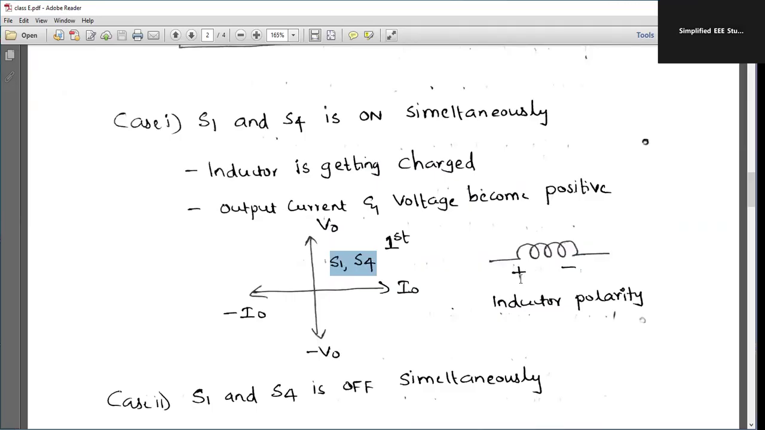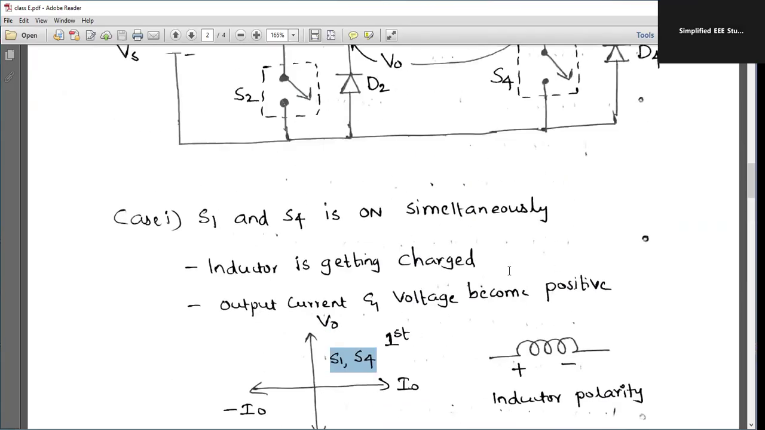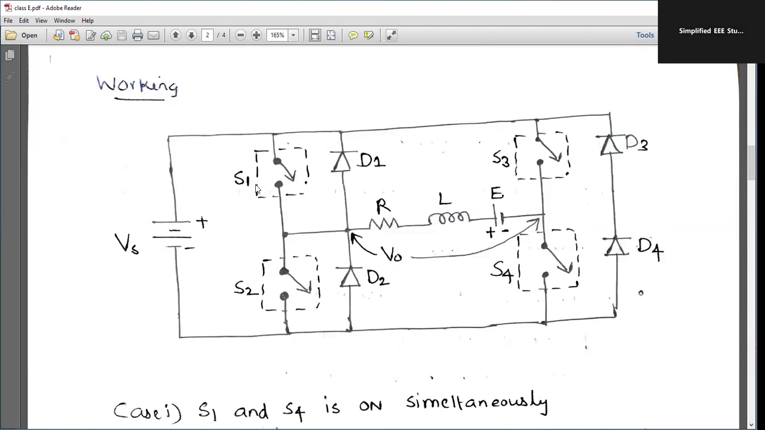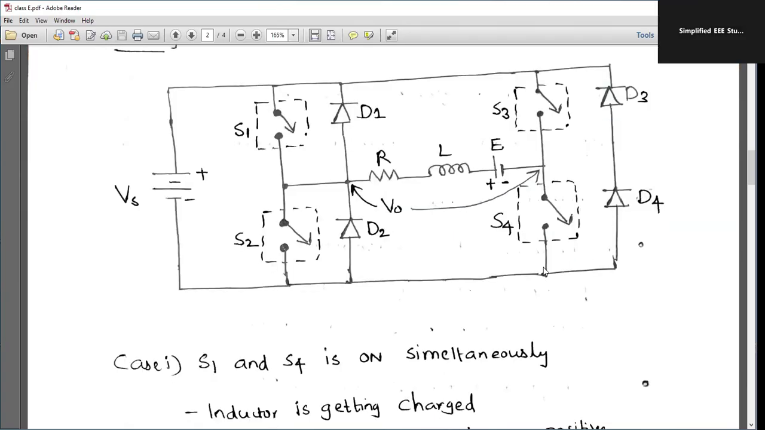So the polarity of the inductor will be plus-minus in this direction because it is getting charged, right? Now we'll see another case. S1 and S4 will be turned off simultaneously. Together we are turning off S1 and S4.